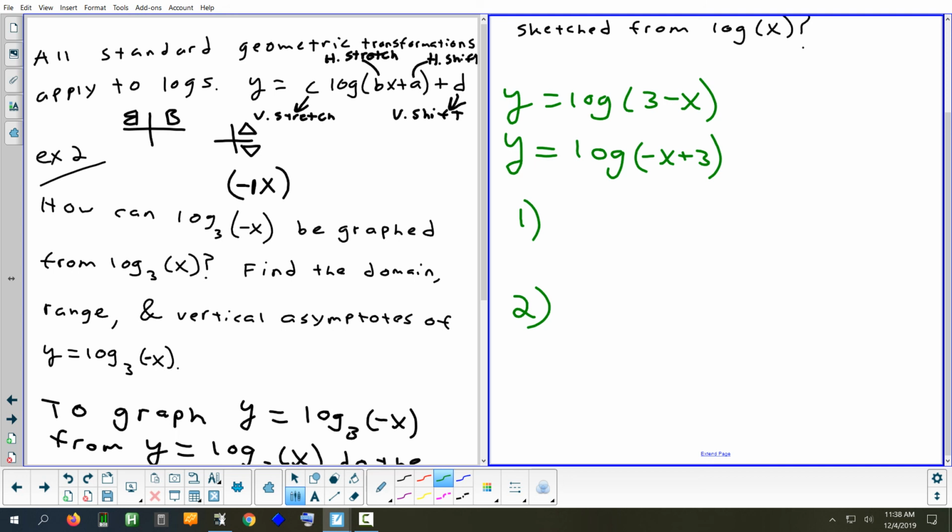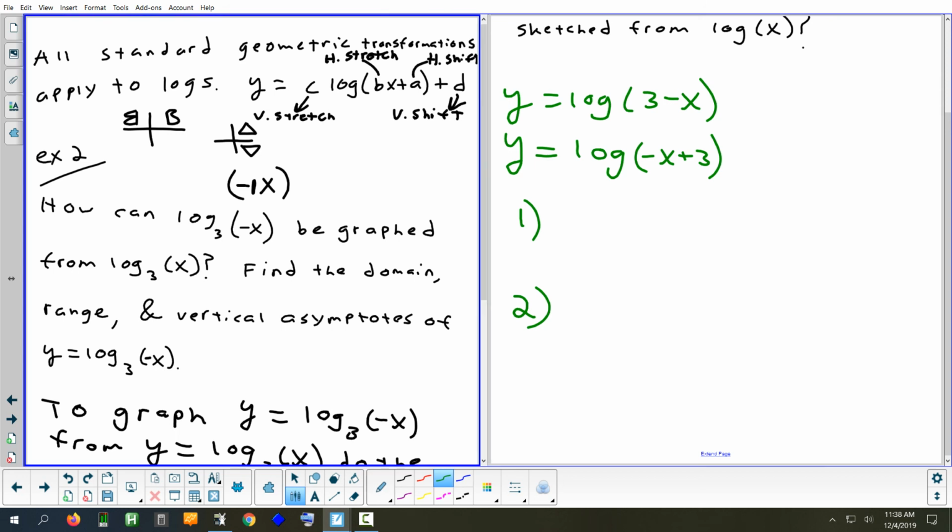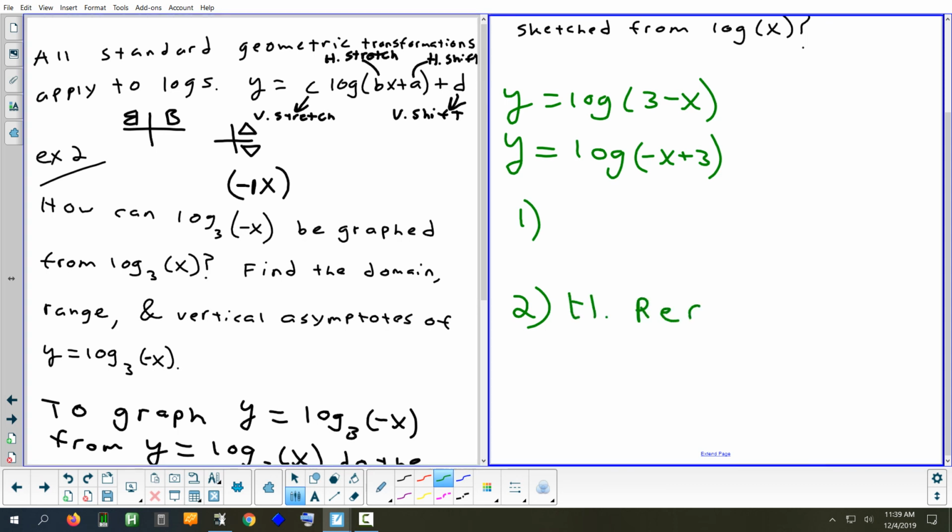I agree that we are going to have a horizontal reflection or flip, but that's B. There's something we have to do before that. So I'll write that one second. So horizontal reflection. What do we have to do before that? Jerry? Horizontal shift 3 units left. 3 units left, yes. So shift 3 units left.